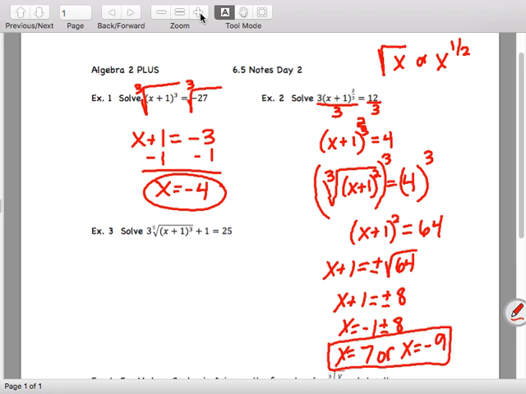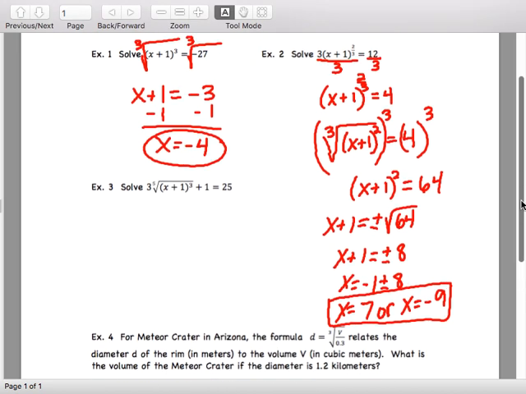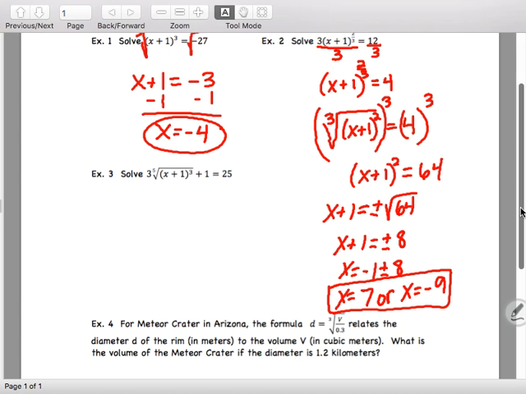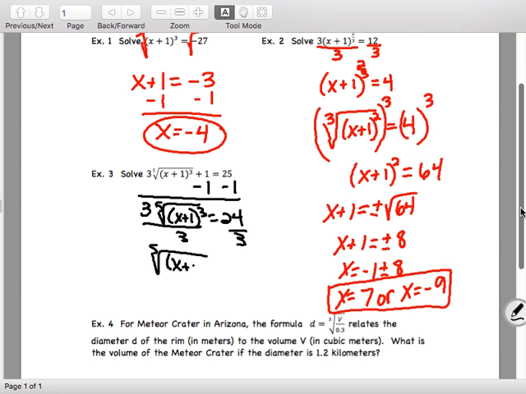Okay. All right, so let's try another one of these in example 3. It says solve 3 times the 5th root of x plus 1 cubed plus 1 equals 25. So think about the steps I gave you yesterday. Isolate the radical. So that's the first thing we do. So we're going to subtract 1. And then I'm going to divide by 3. So I have the 5th root of x plus 1 cubed equals 8.